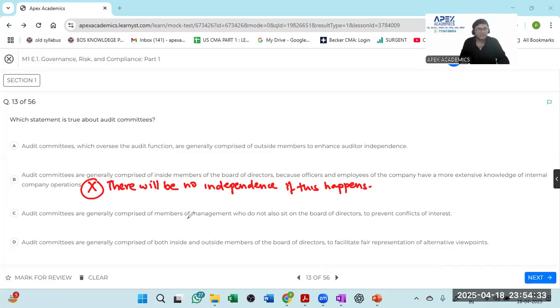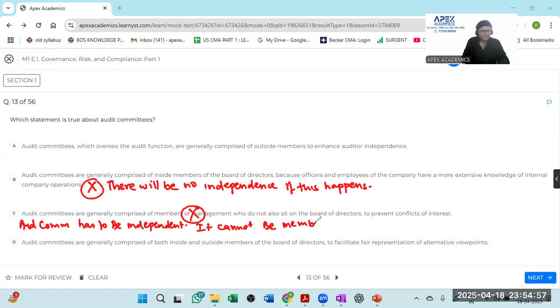Sir, the audit committees are generally comprised of members of management. No, they cannot be members of management. Audit committee has to be independent. Sir, it cannot be members of management. Sir, audit committees are generally comprised of both inside.